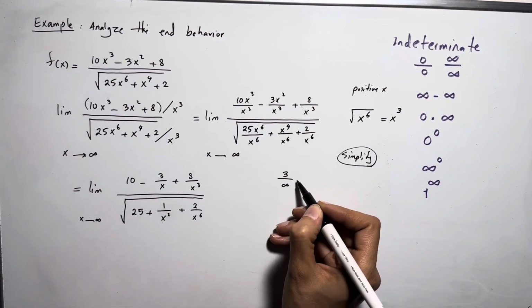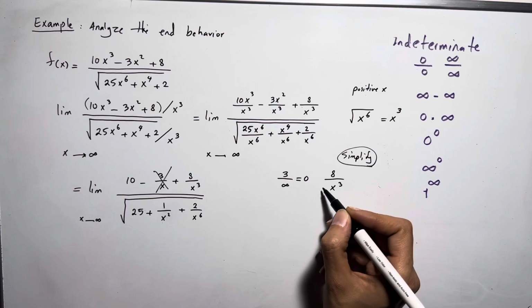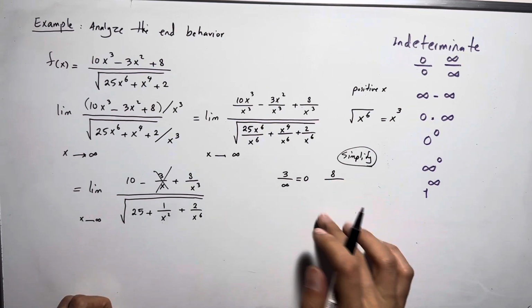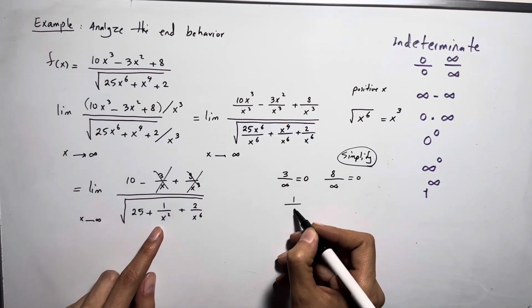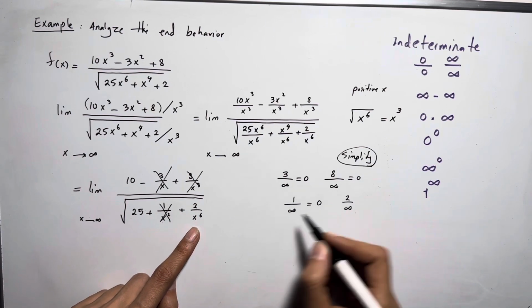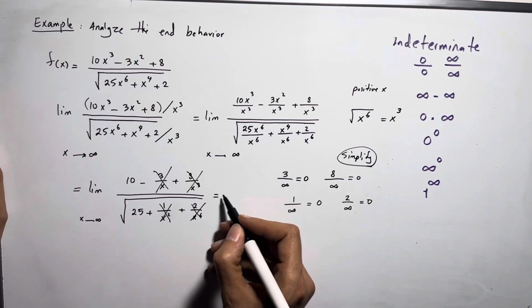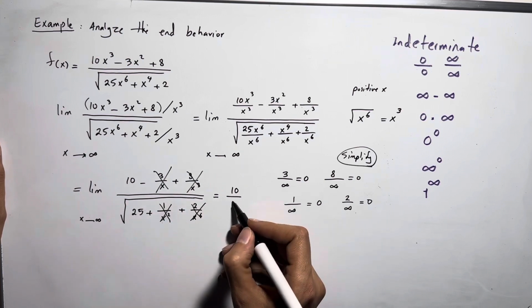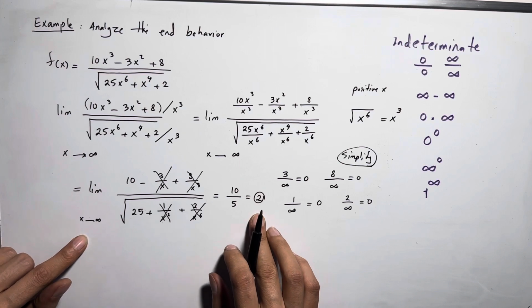3 divided by infinity is 0, so this is 0. 8 divided by x to power 3, as x goes to infinity, 8 divided by infinity is 0 as well. 1 over x squared becomes 1 over infinity, which is 0. 2 divided by x to the 6th, as x goes to infinity, is 2 divided by infinity, which is 0. So what's left? You're left with 10 divided by the square root of 25, which is 5. The answer is 2. So the end behavior of this function as x goes to positive infinity is equal to 2.